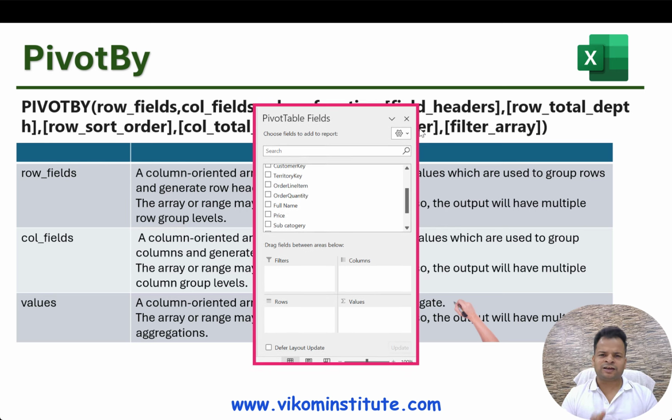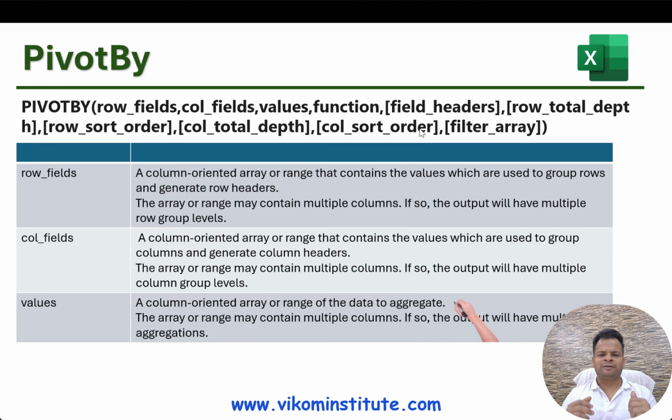Now, why has this function been launched? Basically, a pivot table has some limitations. For example, it does not refresh automatically. So with PIVOTBY, you can simply link your data and it will automatically fetch a pivot table that is going to update automatically. In a pivot table there are some inbuilt functions, but in PIVOTBY you can create your own custom function using LAMBDA.